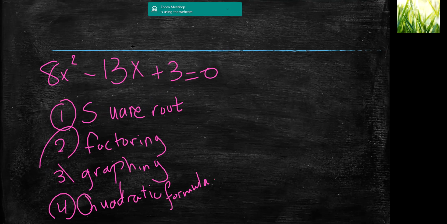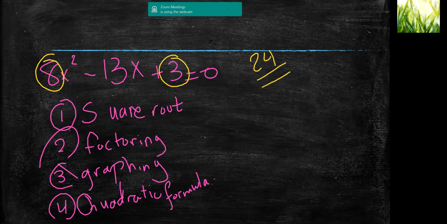Quadratic formula. Let's see step by step. Now, the square root. Can I solve it by the square root? No, because b exists. Can I solve it by factoring? Think about it. How can I know? This won't be easy. And this is 8, 3 and 8, 24. Give me two numbers that multiply to get 24 and add up to get 13.